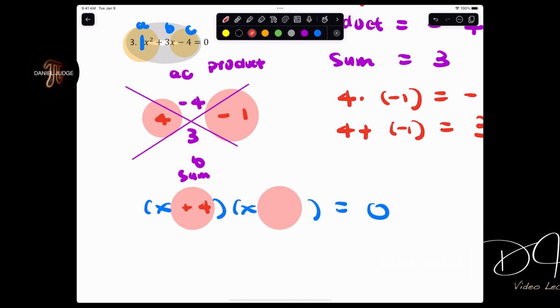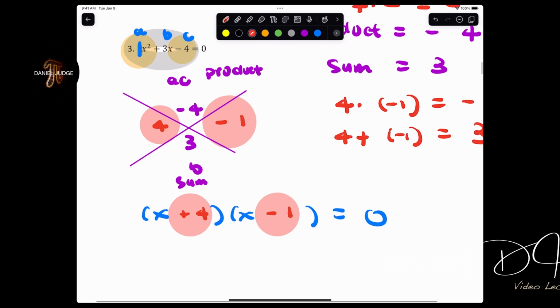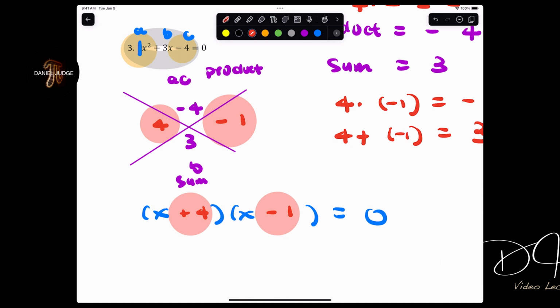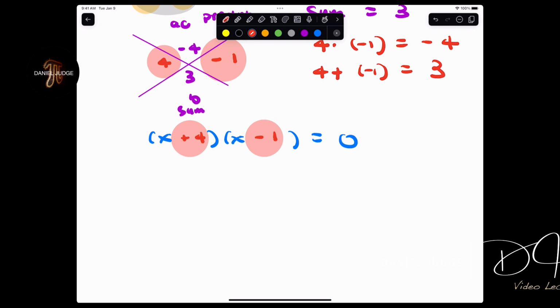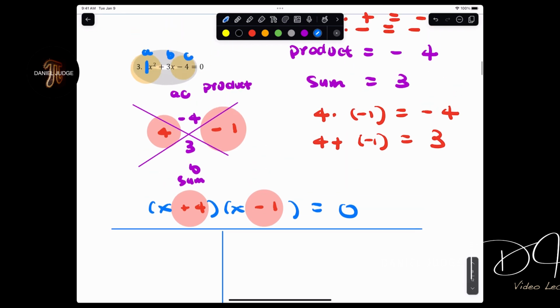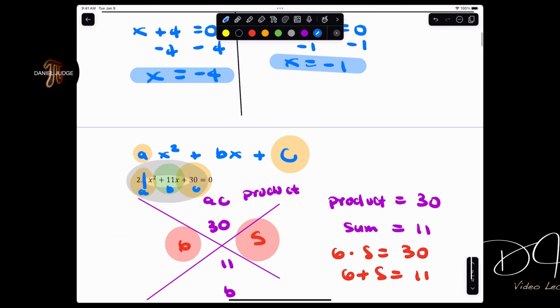That 4 is positive, and we have a -1 there. So these are the numbers found in the crisscross method. We have factored the trinomial. But we also have to solve this. This is where the zero product rule comes in. So by the zero product rule, we're going to go back and take a look.